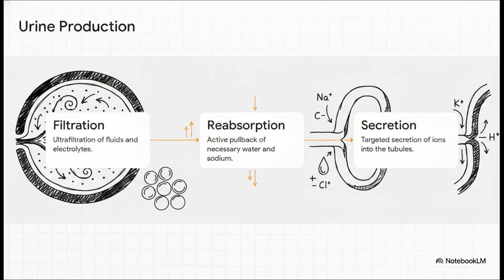Second, we have tubular reabsorption. This is where your body actively pulls back the water, sodium, and electrolytes it desperately needs to maintain balance. And third is tubular secretion. That's the targeted dumping of ions like potassium and hydrogen straight into the tubules to keep your body's acid-base balance and serum potassium levels perfectly in check.